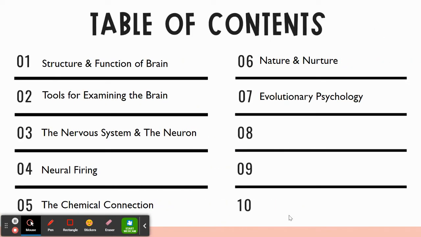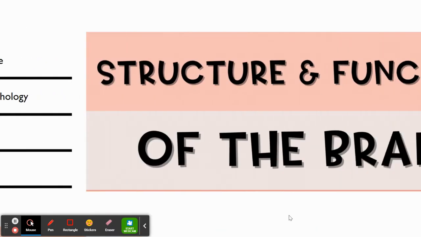So, as always, here's our basic overview of what we're going to do. So, we're going to look at structure and function first. We will have a few videos for that. Then we'll look at some tools that we use to examine the brain, look at the nervous system versus neurons, how neurons work, how neurotransmitters work. Then we'll start looking at evolutionary psych.